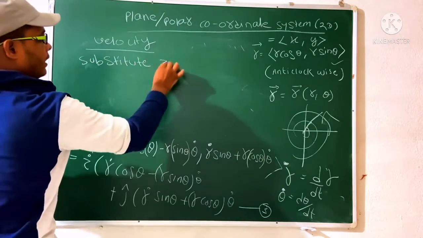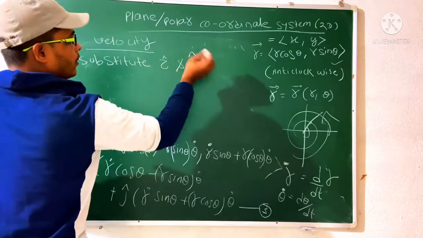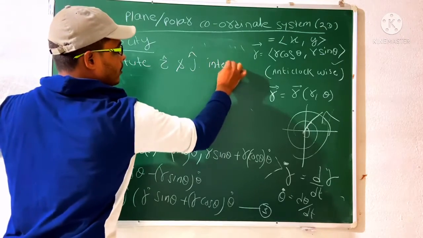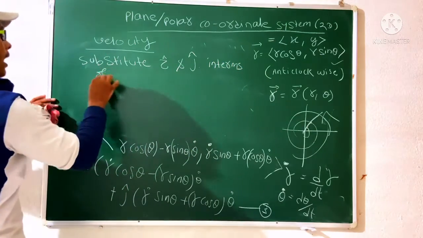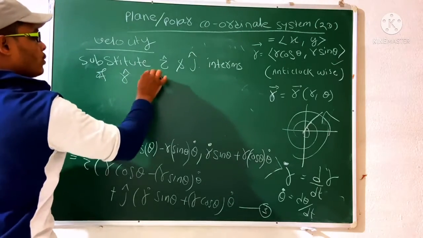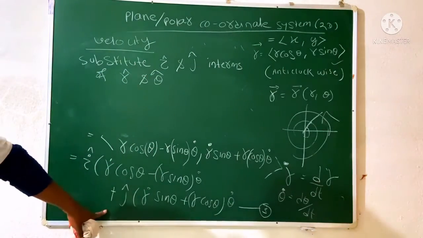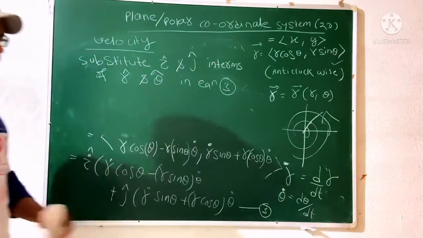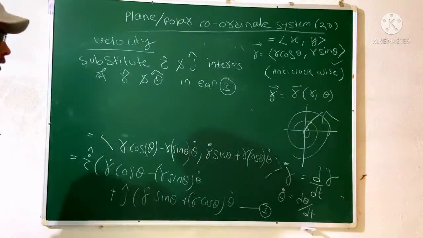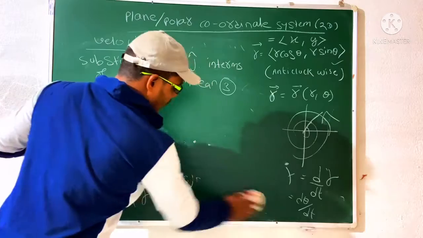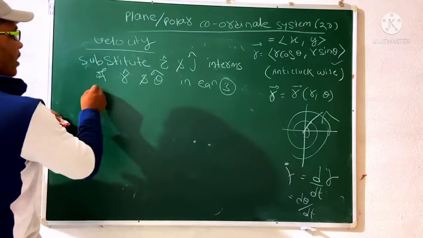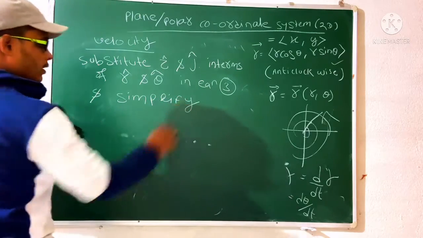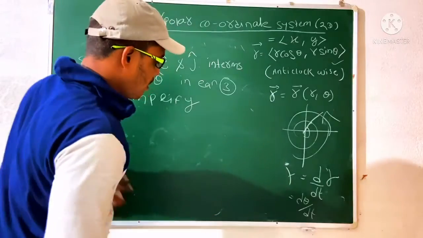Substitute i cap and j cap in terms of r cap and theta cap in equation 3. Then simplify it, and you will obtain the velocity. So this is the task for you: do the substitution and then simplify.